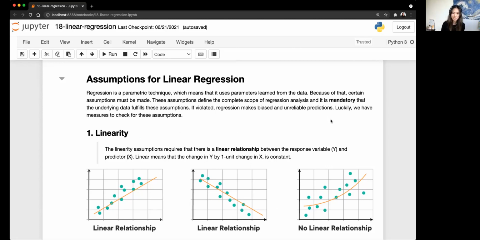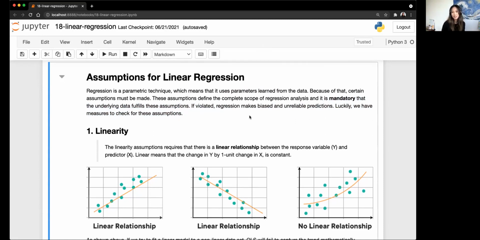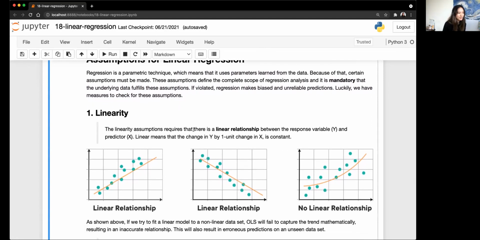So luckily, we have measures to check for these assumptions. I will say that for these assumptions, it does say mandatory that the data fulfills them, but there are no set thresholds. And you'll see as I talk about these assumptions, a lot of it is just based on eyeballing your EDA. So that's something you can actually start doing now if you would like. So the first assumption for linear regression is linearity. The assumption states that there is a linear relationship between the response variable y and the predictor x.